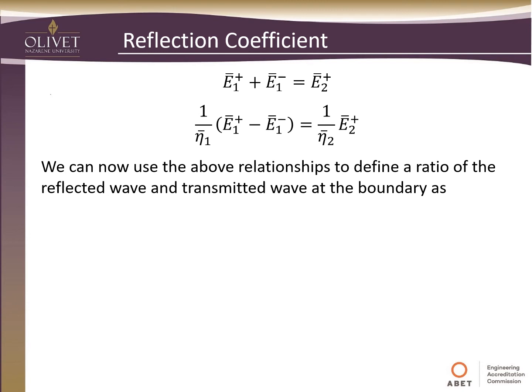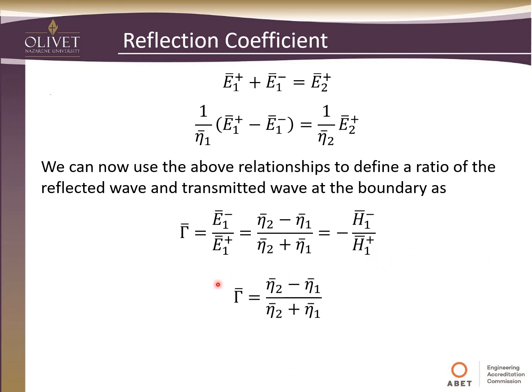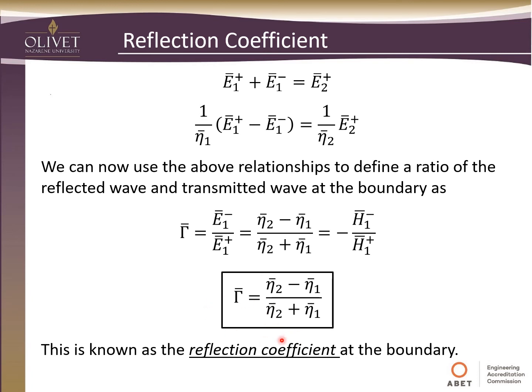So now we can use the above relationships to define a ratio of the reflected wave and the transmitted wave at the boundary. And so what that looks like then is, if we take the reflected wave divided by the transmitted wave, if we were to plug all these in, we would see it reduced to just the intrinsic impedance of the second medium minus the first over the sum of the two intrinsic impedances, which incidentally will also give us the negative of the reflected magnetic wave over the transmitted magnetic wave. And so this is a new definition here. This is our reflection coefficient, which we will use for different aspects through the course. So again, this is the reflection coefficient at that boundary. So at each boundary we define a new reflection coefficient, which will give us some information about how the wave is going to behave as it goes across that boundary.